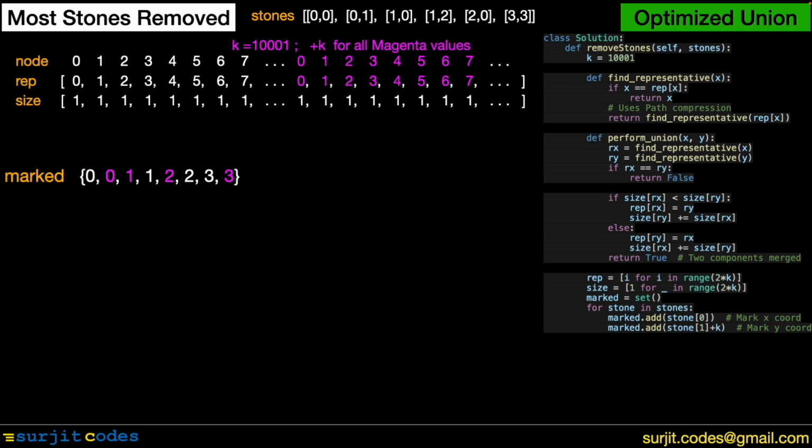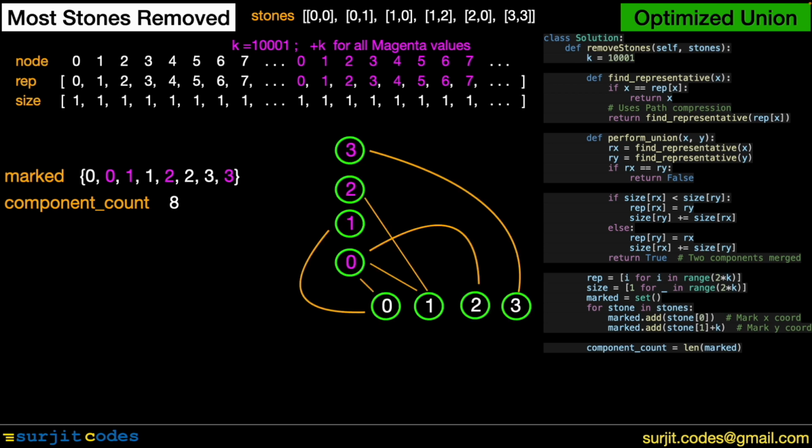This means that only 8 nodes are active. Each of these is a separate group. We initialize component count as 8. Let us recall the graph used in this method. We process each stone and add k to the y coordinates.